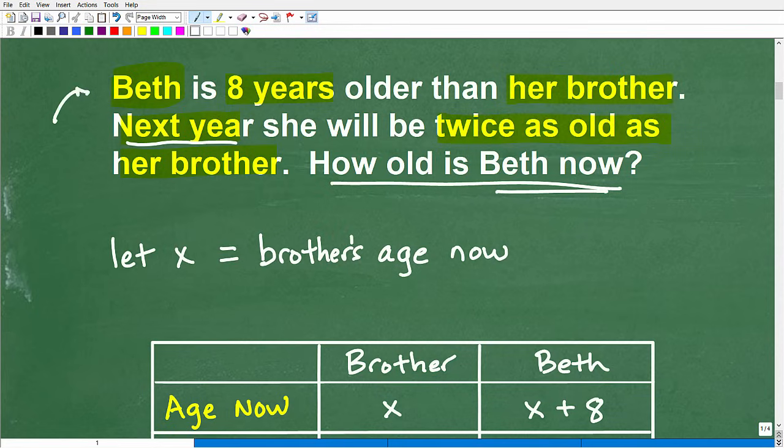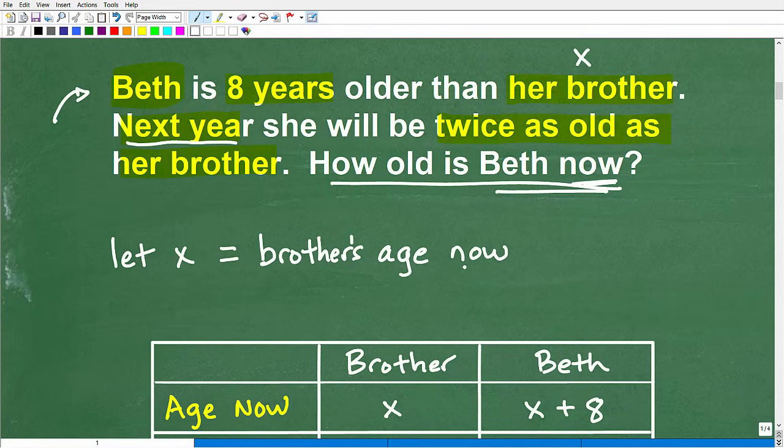Okay, so right now, Beth is 8 years older than her brother currently. Next year, she's going to be twice as old as her brother. But remember, how old is Beth now? Well, we need to focus on her present age and not her next year's age. So here, I'm going to go ahead and use the variable x. This is where you really want to play around with this type of problem, but we need to get a baseline. So Beth is 8 years older than her brother. Well, let's pick a variable. We don't know her brother's age. We don't know her age. Let's just say her brother is x years old right now. Okay, so we're going to let x equal her brother's age currently.